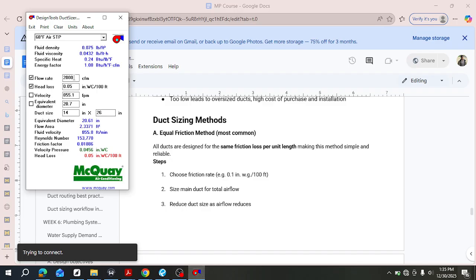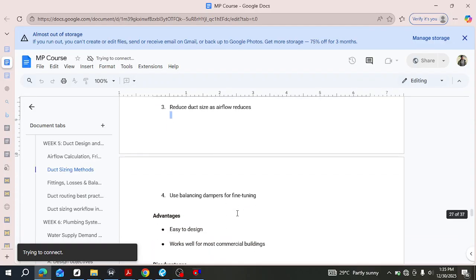So this is the airflow, right? And then this is also the velocity. We don't talk about velocity a lot, right? This is the velocity. Then you reduce the duct size as airflow reduces, right? This is basically just adjusting it accordingly.